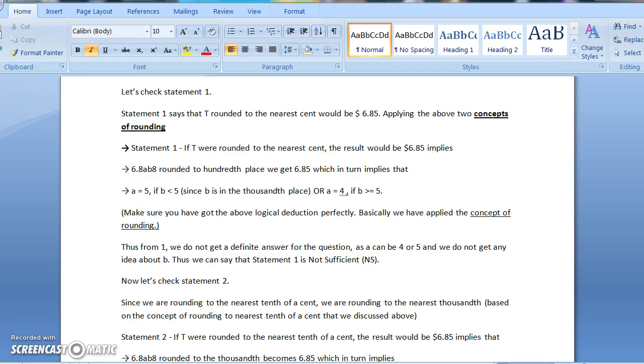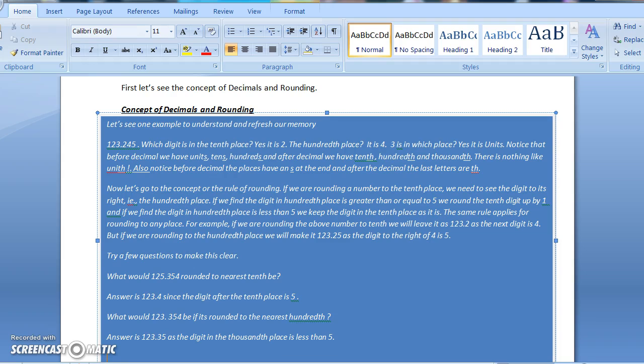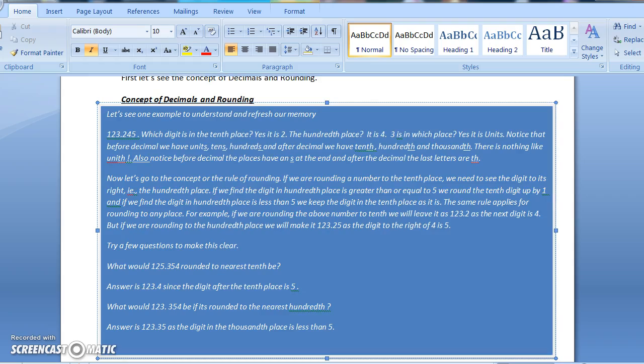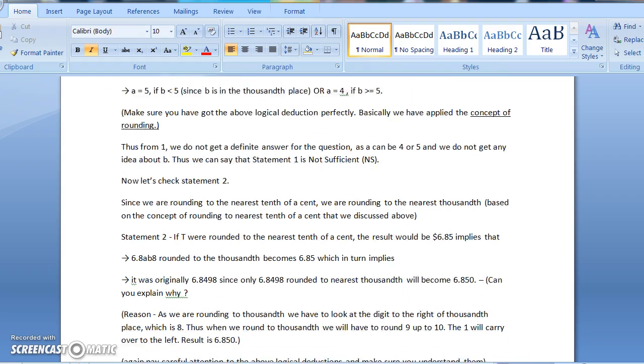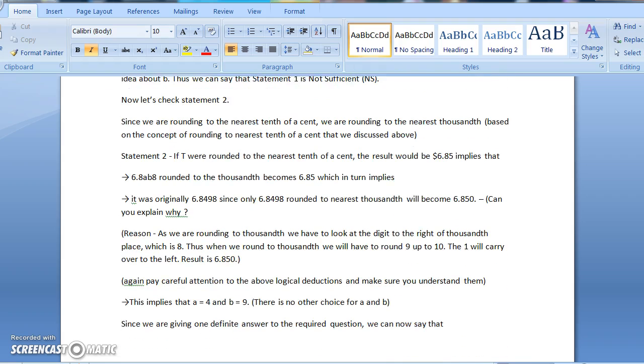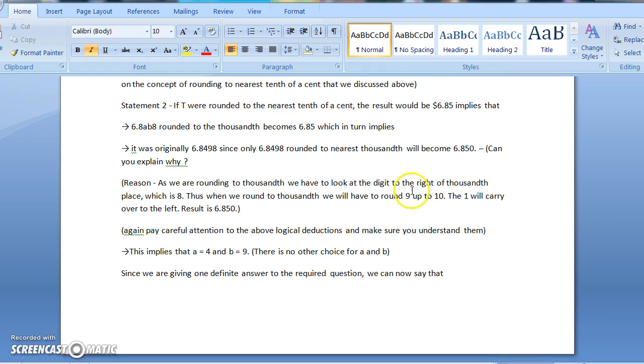The statement 2 says that we are rounding to the nearest tenth of a cent, and that means, as we've discussed earlier, we are going to round to the nearest thousandth. Great. So, let's see the statement 2. So statement 2 says, if t were rounded to the nearest tenth of a cent, the result would be 6.85.